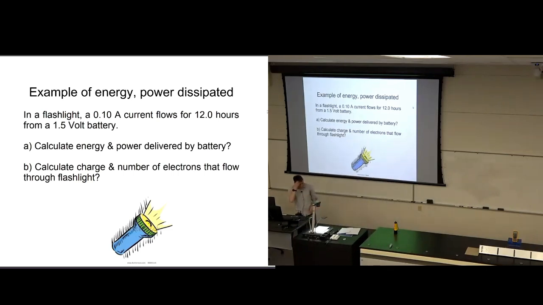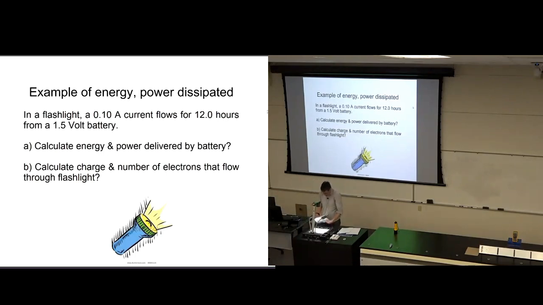So we're told in this problem that I've got a flashlight. It has a 1.5 volt battery in it. A current is flowing in it of 0.1 amps, and it flows for 12 hours. I'm going to figure out a couple of things in part A. What is the energy and power delivered by the battery to the lamp, dissipated in the lamp? We're going to figure out the energy and power perspective on this electrical circuit. If I've got time, I'll figure out how much charge flowed and how many electrons flowed. But if not, we can just look it up.